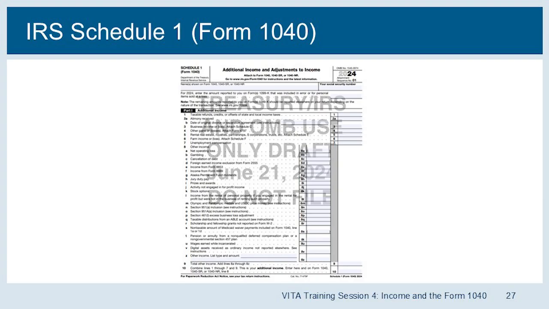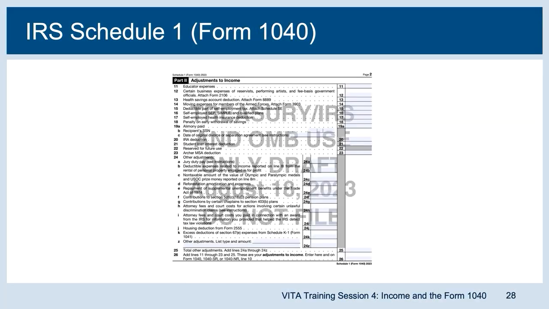Line 10, combine lines 1 through 7 and 9. Enter on Form 1040, 1040-SR, or 1040-NR, line 8. Part 2, adjustments to income. Lines 11 through 25 are for expenses allowed to be subtracted from gross income, also known as above-the-line deductions.